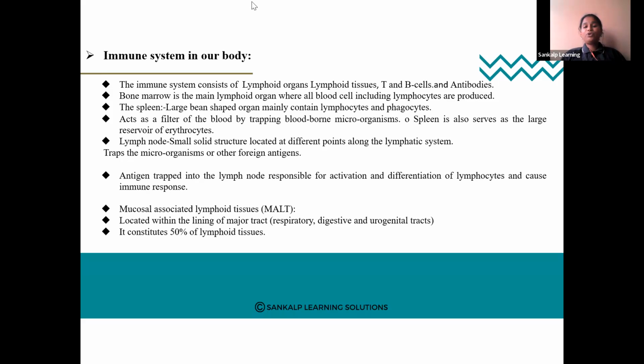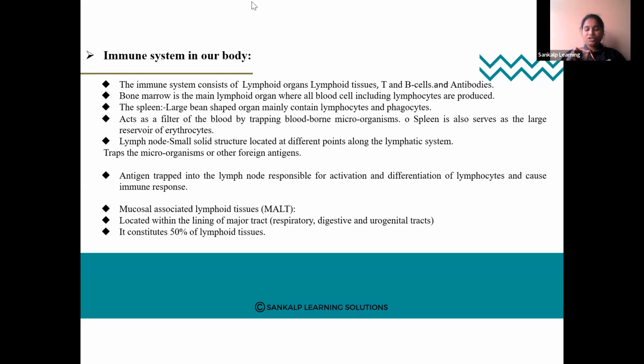Next, we have lymph nodes. Node means a small region, right? Lymph nodes are small solid structures located at different points in the neck region and in the armpits, the underarms as we call them, along the lymphatic system. What is their function? They trap the microorganisms or other foreign particles which entered our body.